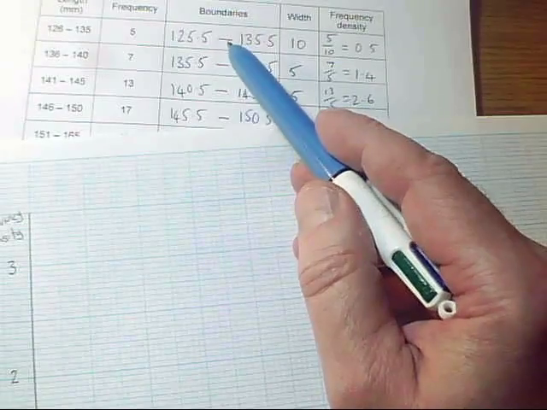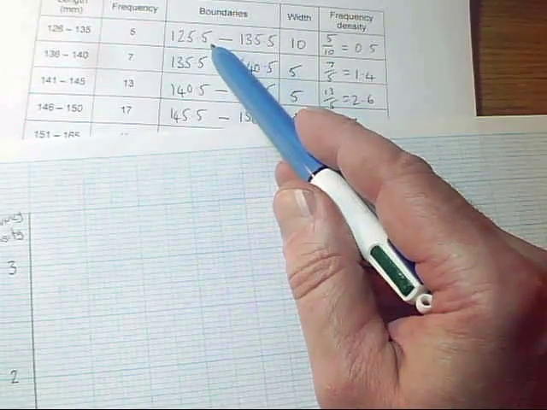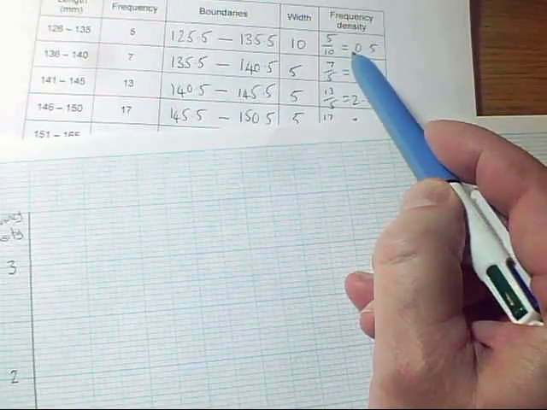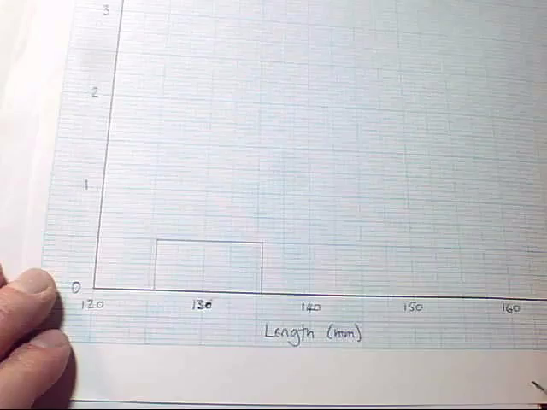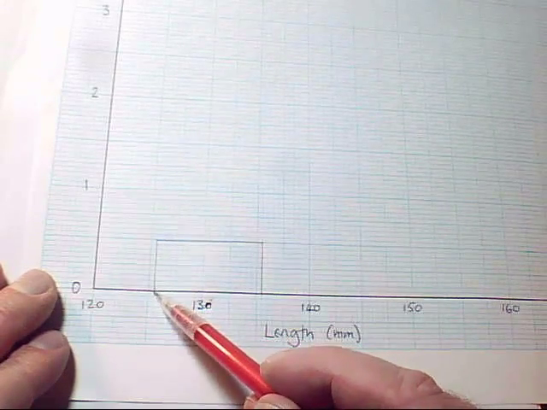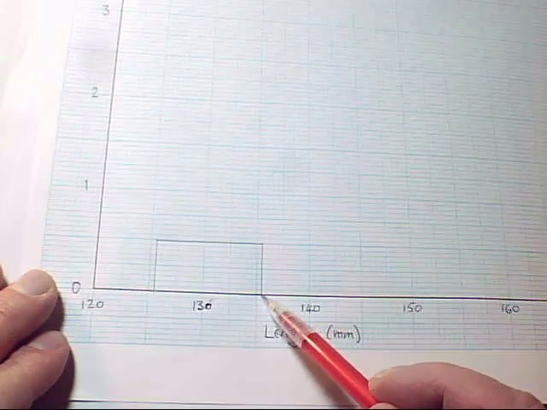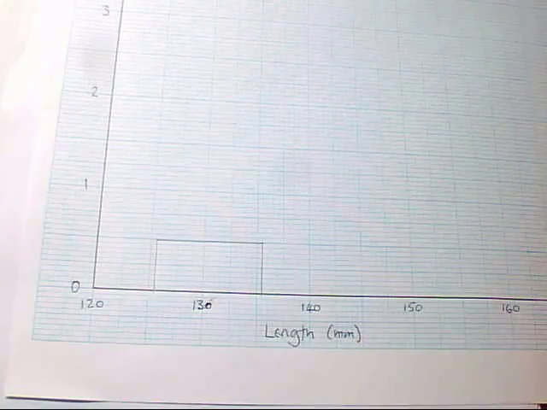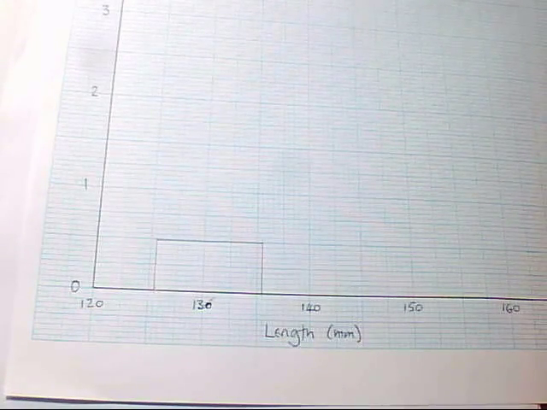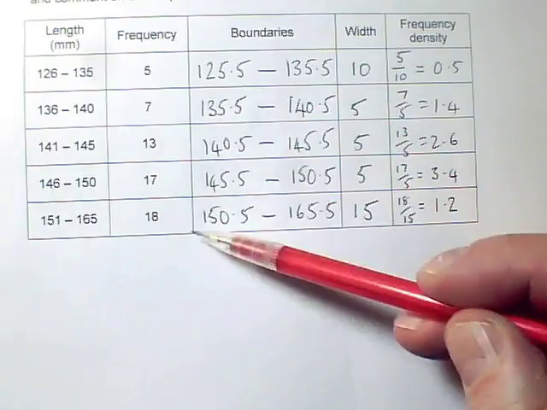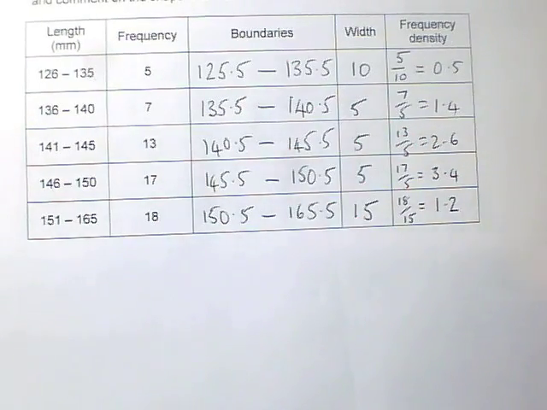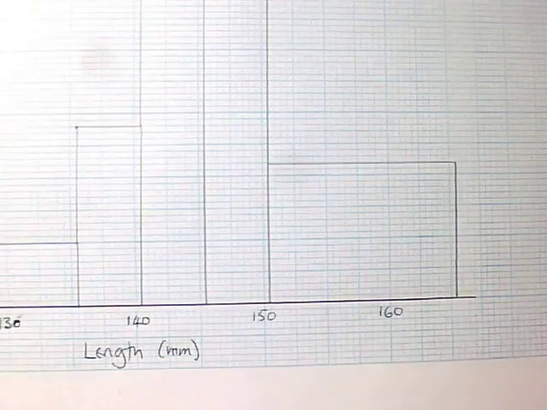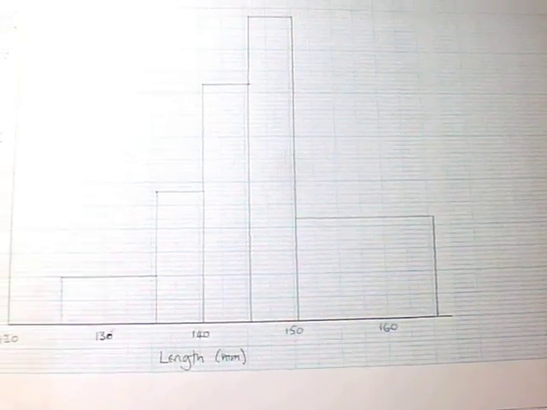So I'm not going to have them starting and finishing at precisely labelled points on the scale. That's fine, that's normal. For my first block, it needs to start at 125.5, end at 135.5, and have a frequency density of 0.5. And here's what that looks like. This is 125.5 here, this is 135.5, and this is 0.5 on the vertical scale. So I'm going to put on the other blocks in the same way. Using these values from the boundaries column and these frequency densities, when I transfer them to the graph, I get a complete graph that looks like this. Zoom out a little bit so you can see what it looks like.